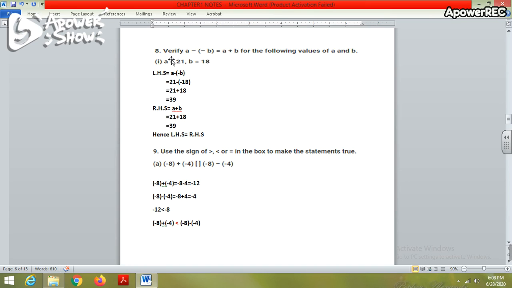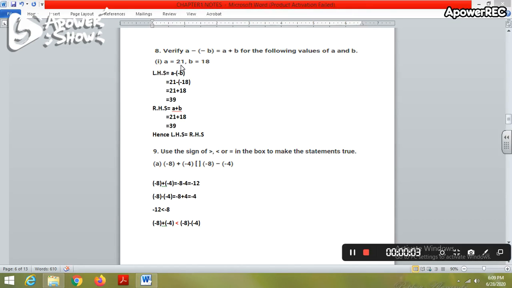So for verification, you have to first solve the left hand side of this equation. Then you have to solve the right hand side of this equation, and if the answers we get in the left hand side and right hand side are equal, then you say that our equation is verified. So I am doing the first part, you have to do the rest of the parts of question number 8. The value of a is 21 and the value of b is 18.